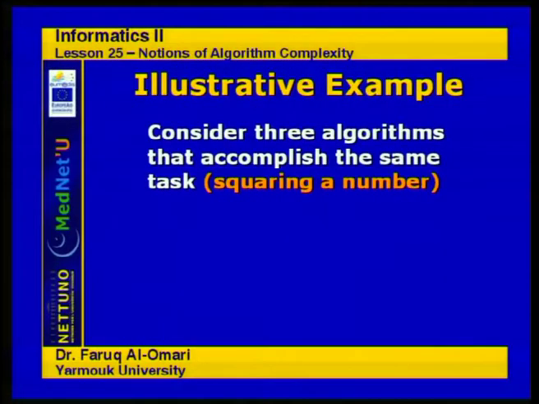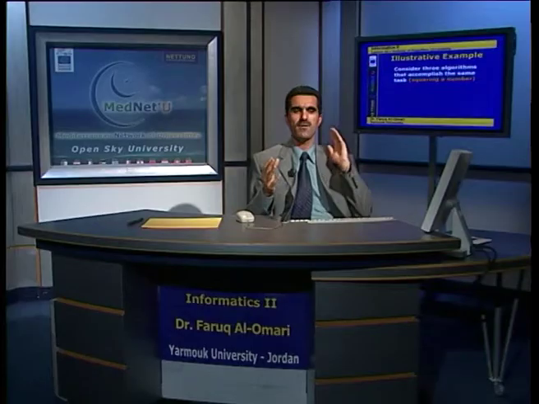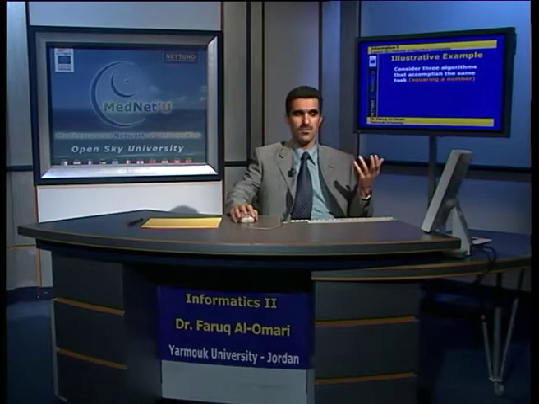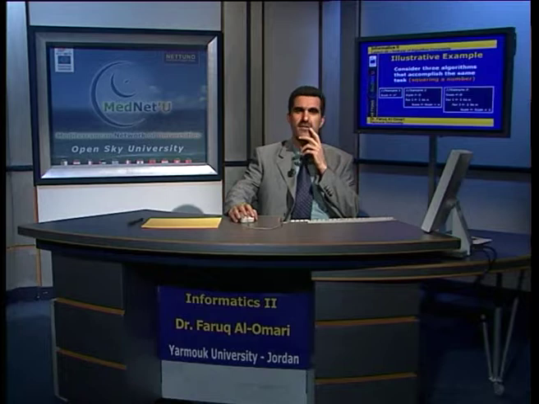Let's look at an illustrative example. Let's consider having three different functions, three different algorithms, basically, that are going to accomplish the same task. The task is to square a number. Given number n, I would like to get n squared. Okay? How can I do that? Well, let's look at the three sample algorithms that could perform that.